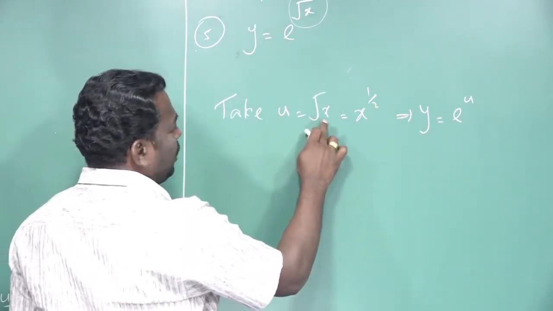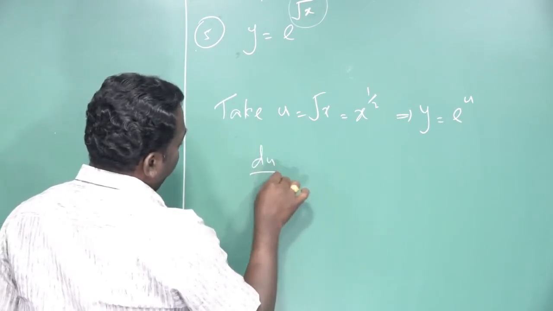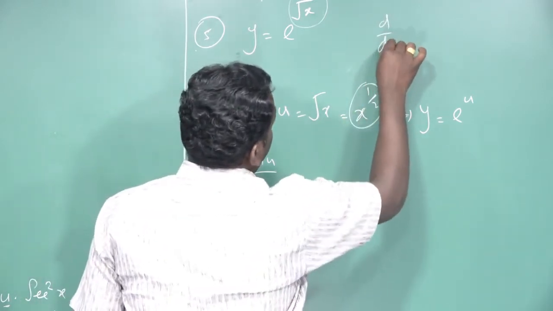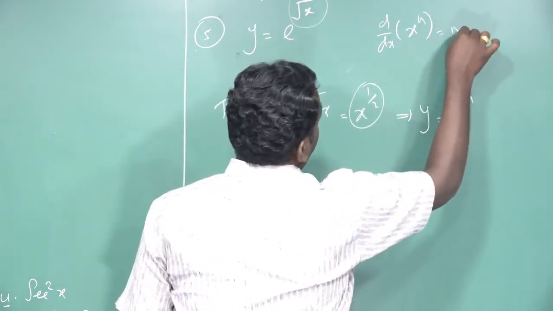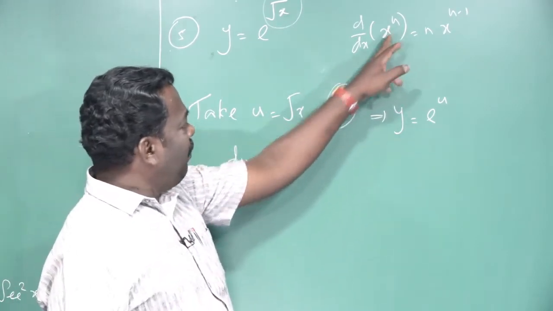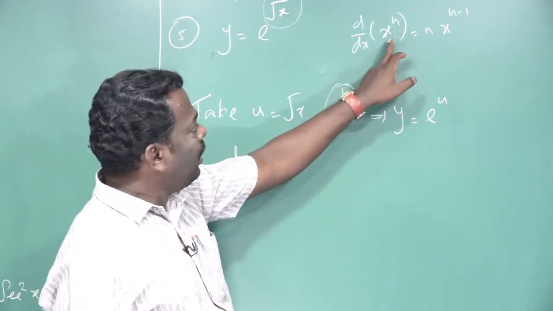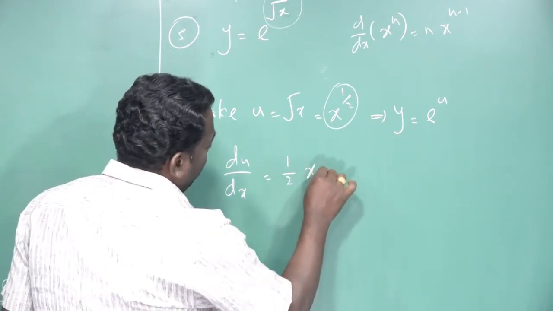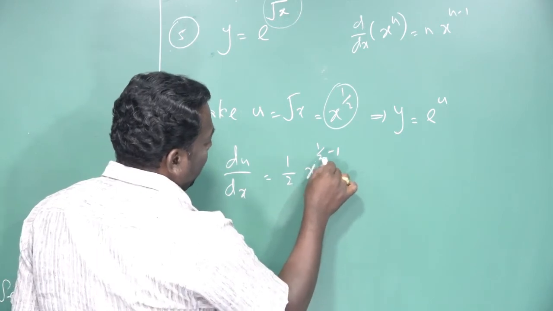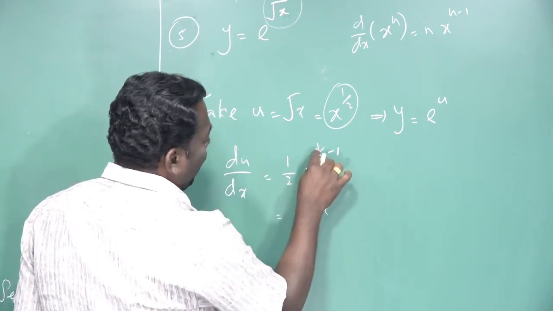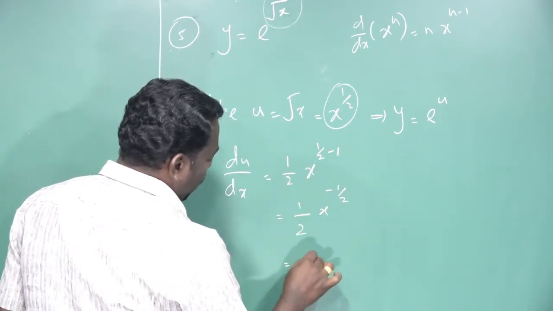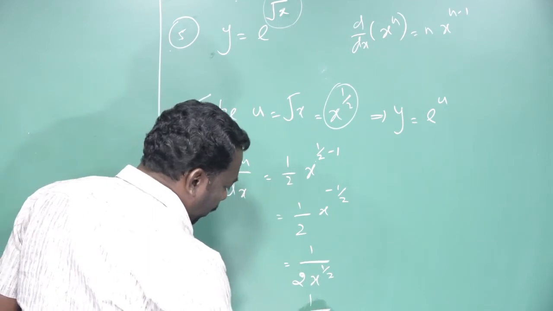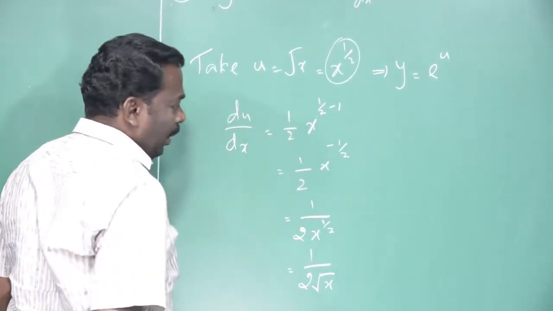Then again, u with respect to x and y with respect to u. Differentiating du by dx, we use the derivative of x power n, which is n into x power n minus 1. Here x power 1 by 2 is in the form of x power n, so n is 1 by 2: 1 by 2 into x power 1 by 2 minus 1. That is 1 by 2 into x power minus 1 by 2. Because of the minus term, it goes to the denominator as plus 1 by 2, so that is 1 by 2 into root of x.